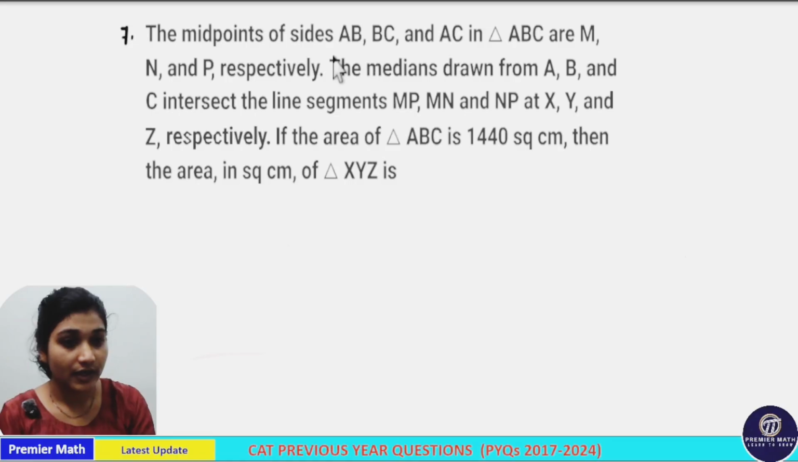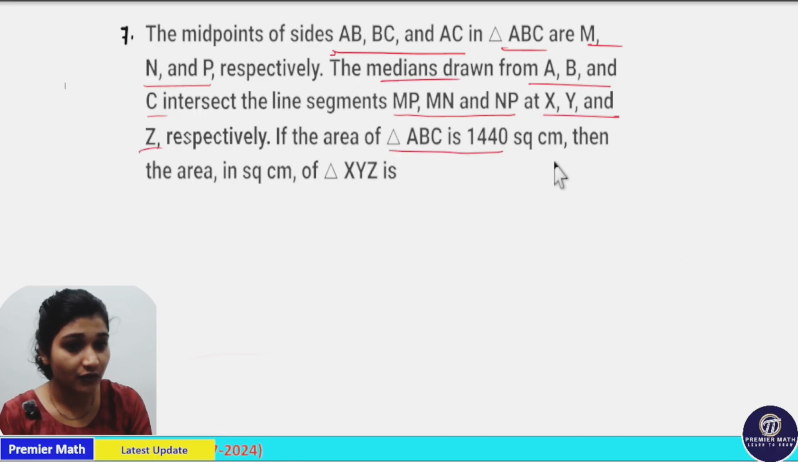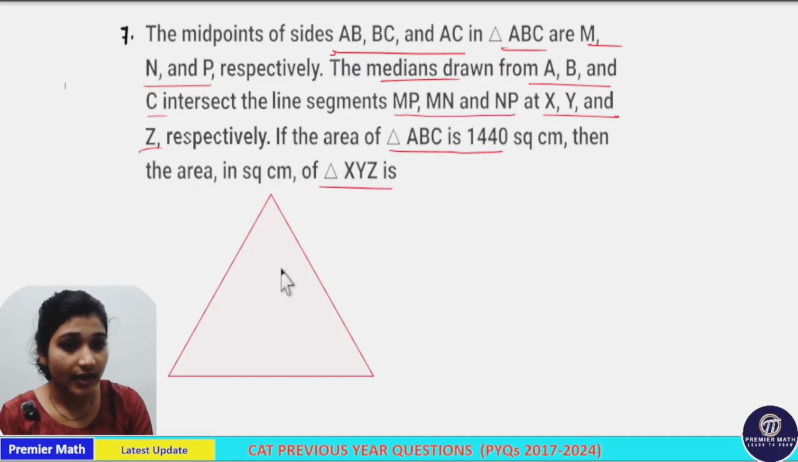The midpoints of sides AB, BC and AC in triangle ABC are M, N and P respectively. Medians drawn from A, B and C intersect the line segment MP, MN and NP at X, Y and Z respectively. The area of triangle ABC is 1440. Then area in square centimeter of triangle XYZ is? Here, this is triangle ABC.